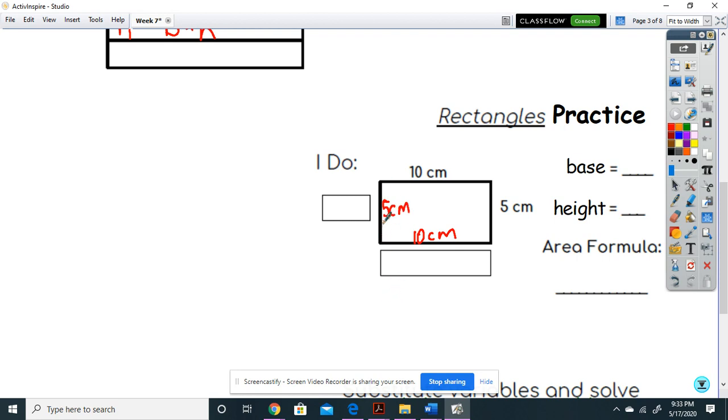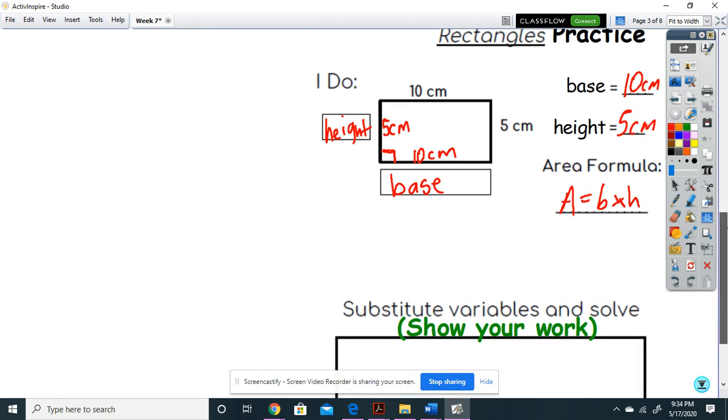Now we know that all rectangles form 90-degree angles. So we know this up and down side is perpendicular to the bottom. So the up and down has to be our height. And the bottom piece is our base. So we know our base is 10 centimeters. And we know our height is 5 centimeters. Our formula for area, yes, area equals base times height. That's how you find the area of a rectangle.